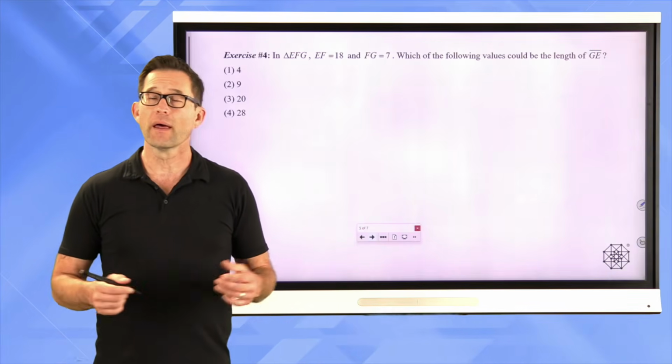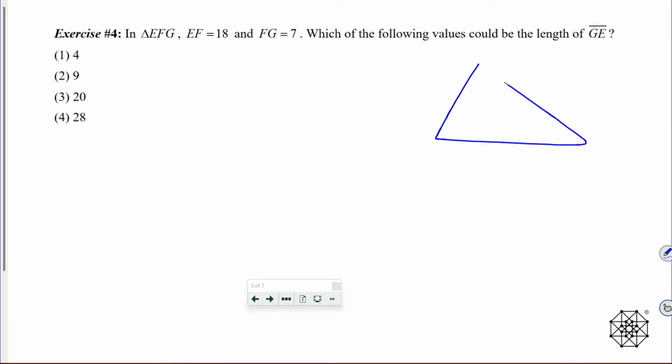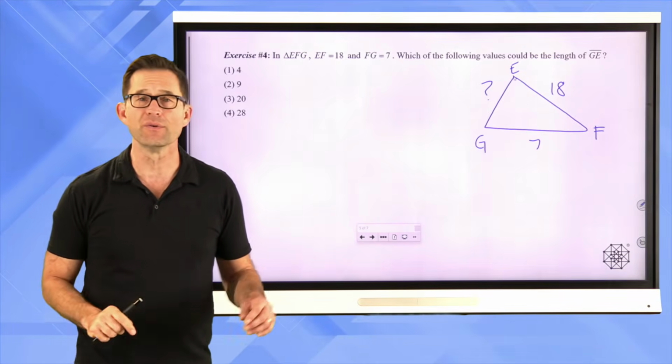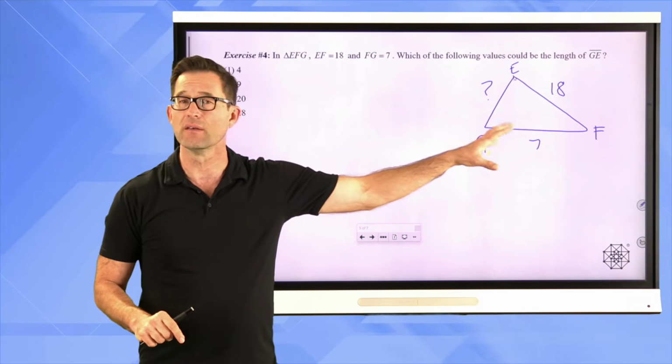Well, like what we saw before, we've got some random triangle, EFG. We know that EF is 18. We know that FG is equal to 7. We want to know a possible value for that. Now, one thing that you could do is you could take each one of these in turn and just see if it matches the triangle inequality.